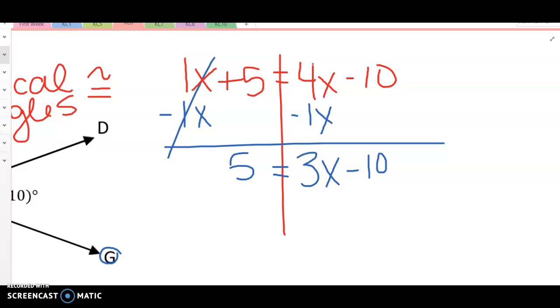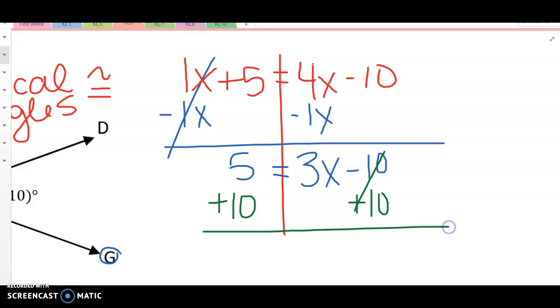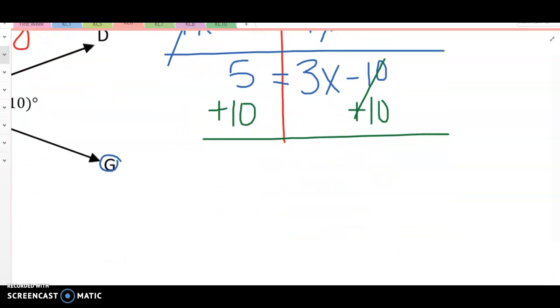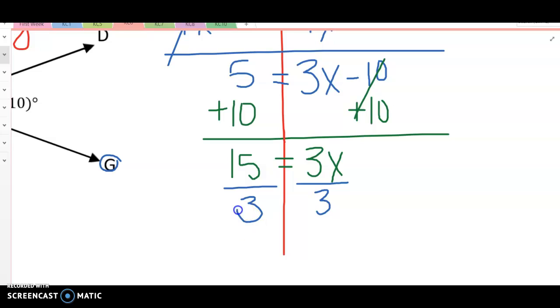Alright, well now we're still trying to solve for x, so we have to get rid of that minus 10. So we do the opposite. So we add 10, right? The opposite of minus 10 is plus 10. So now that we do that, okay, we've got 3x is now by itself, and then 5 plus 10 is 15. Last step is to divide both sides by 3 because there's a 3 in front of that x. And so 15 divided by 3 is 5.